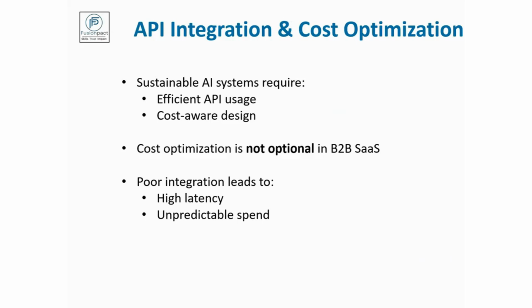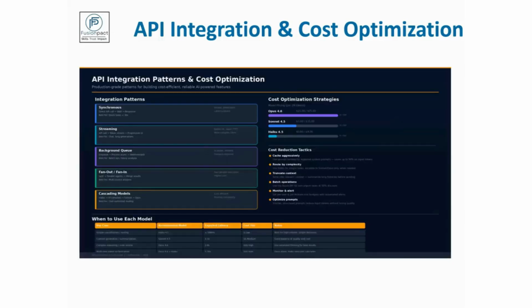API integration and cost optimization. Sustainable AI systems require efficient API usage and cost-aware design. Cost optimization is not optional in B2B SaaS. Poor integration leads to high latency and unpredictable spend. Here's the reference for API integration and cost optimization. The integration patterns are synchronous, streaming, background queue, fan out and fan in, and cascading models.